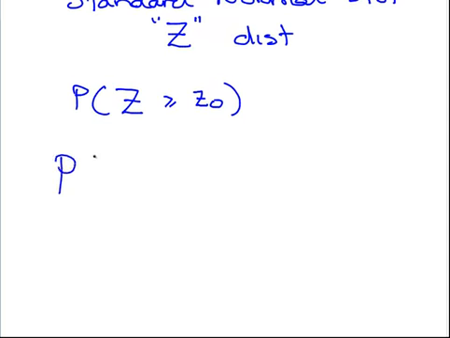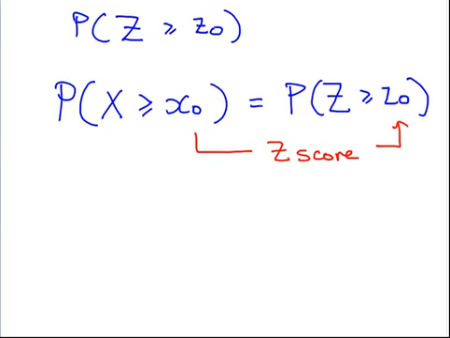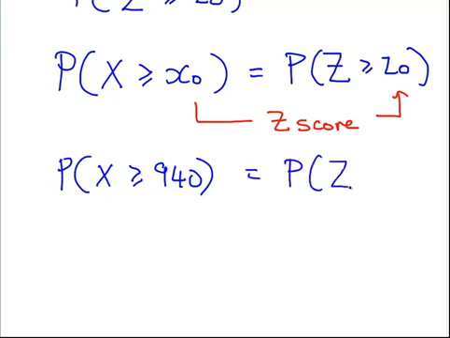So the probability of capital X being more than some particular value is equal to the probability of Z being greater than Z0, if that is the Z score of X. For our example, the probability of x being greater than 940 is equal to the probability of z being greater than 0.80. We're also going to do it for 945 and 960.